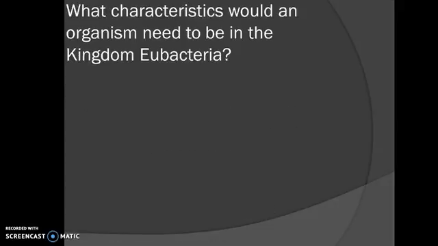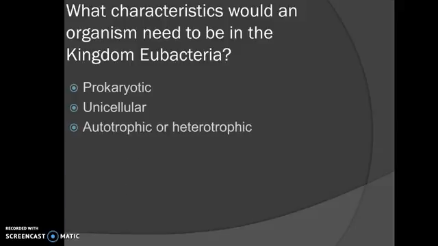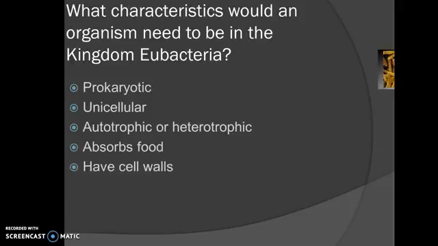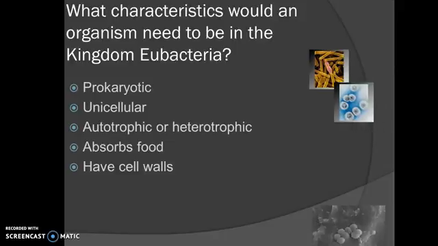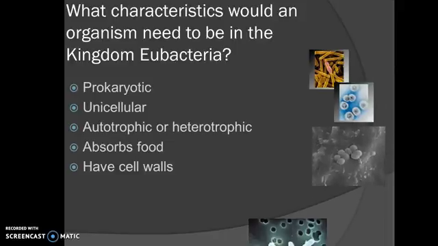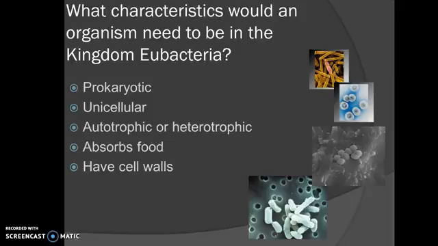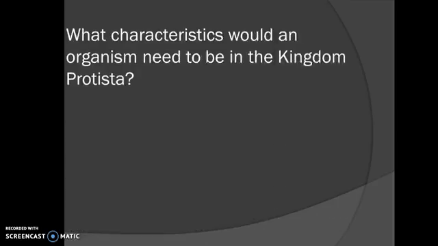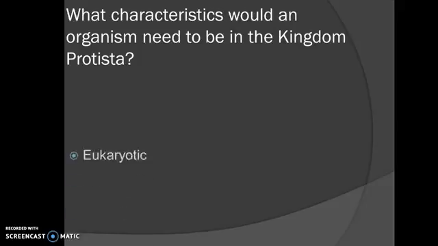All right, now what about the kingdom Eubacteria? That's going to be prokaryotic, unicellular, so single-celled, autotrophic, or they can be heterotrophic. They absorb their food, and they do have cell walls, and here comes one creeping in. Lots of bacteria. This is going to be the bacteria that's going to be in your gut, on your skin, the fun stuff that makes you sick.